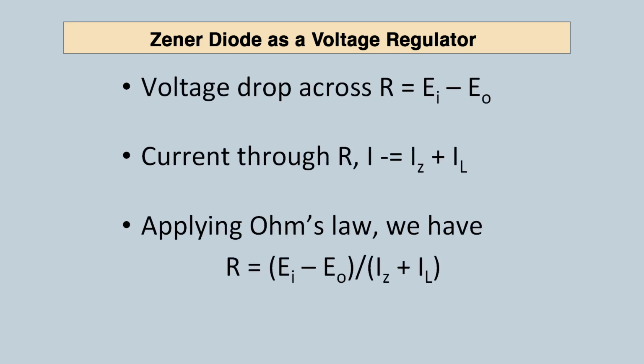The voltage drop across the resistance R will be equal to Ei minus E0. Current through R will be equal to IZ plus IL. On applying Ohm's law, we can conclude that R is equal to Ei minus E0 upon IZ plus IL.